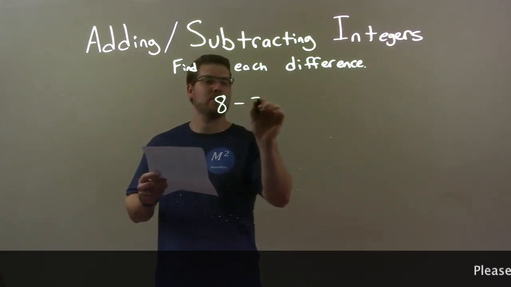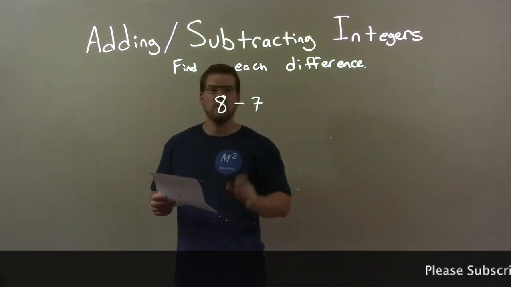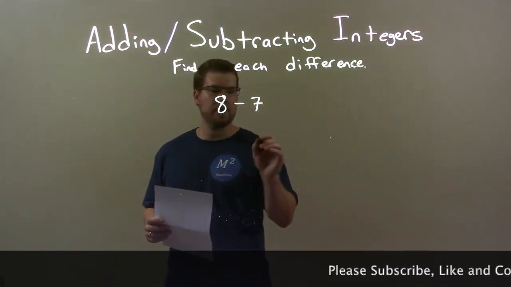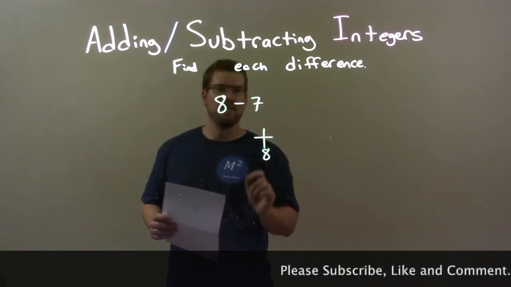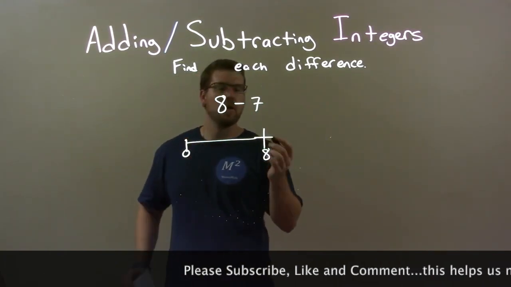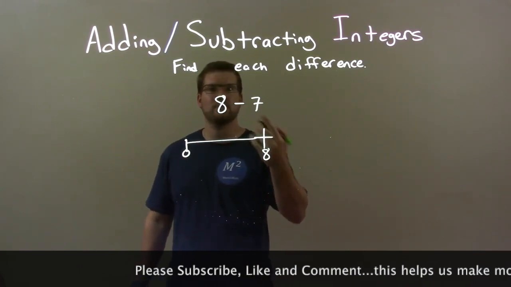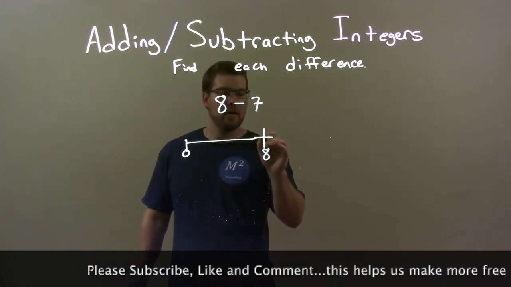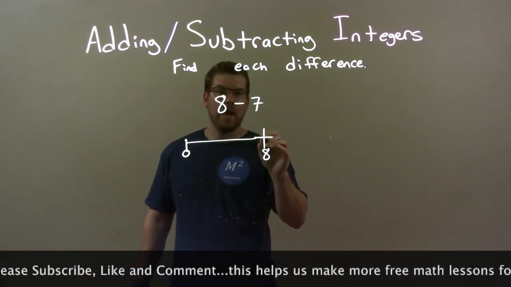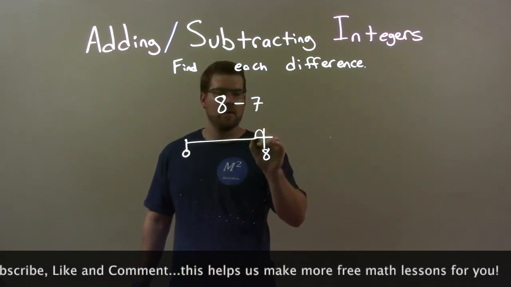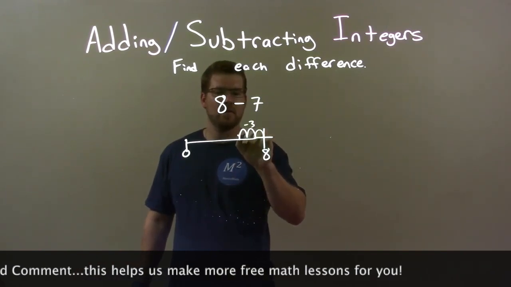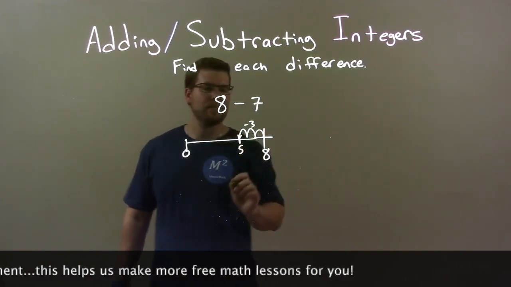8 minus 7. Okay? So if we have 8 minus 7, let's look at the number line here. So we have 8 right there, okay? And 0 is right here. So we're going to go 7 units to the left. We're subtracting 7 from 8. So if I go 3 units down, 8 gets me down to 1 to 7, 2 to 6, 3 to 5. So we have minus 3, got me to positive 5, okay?